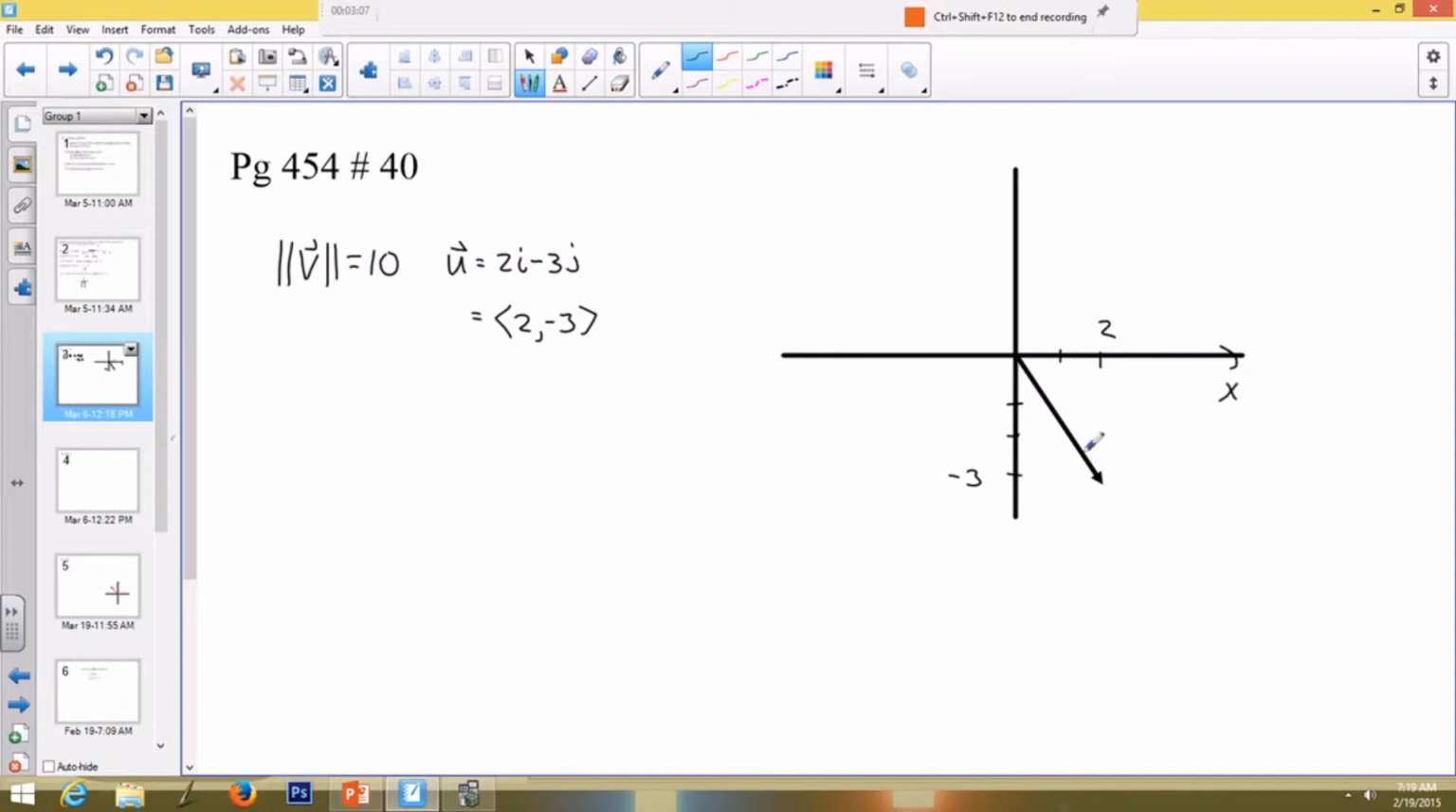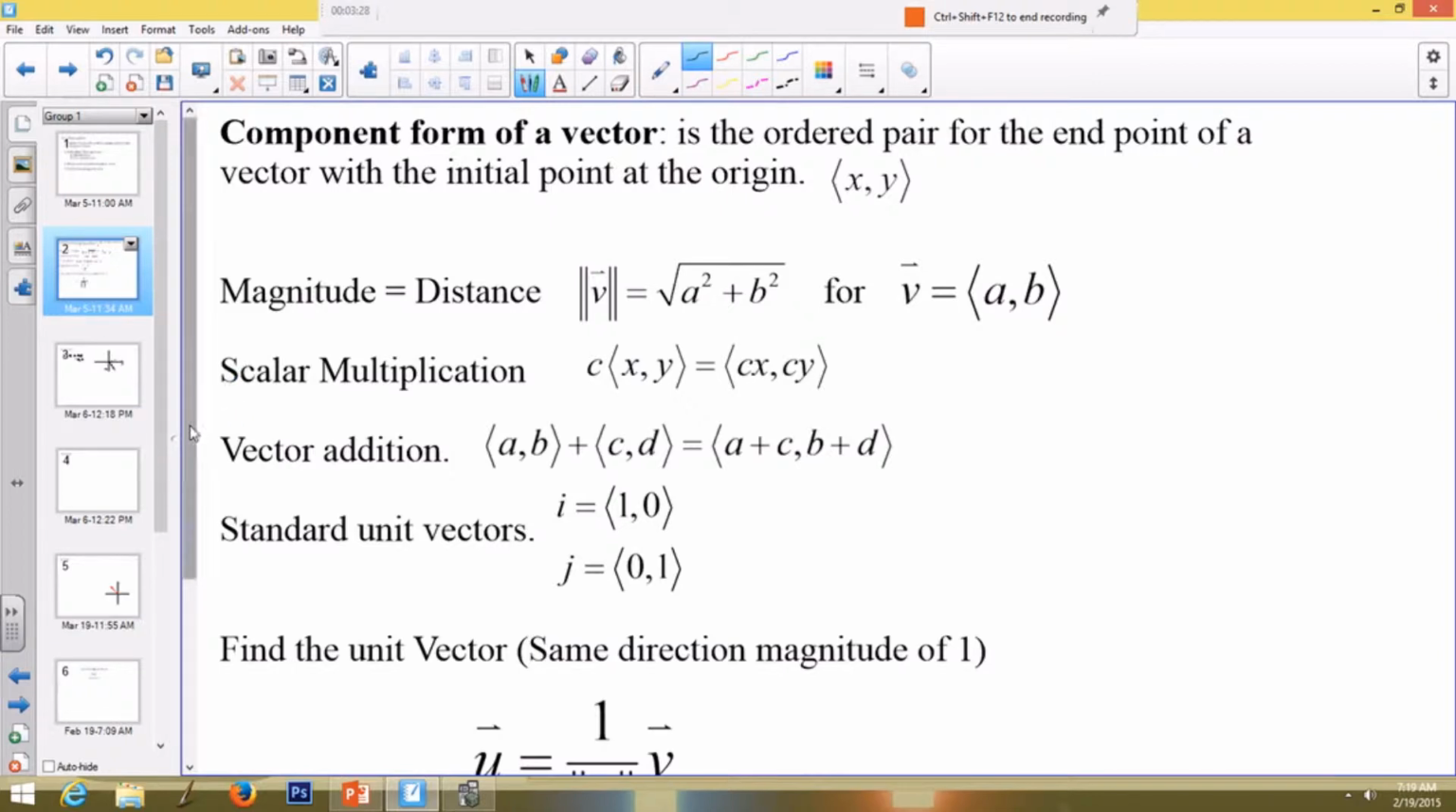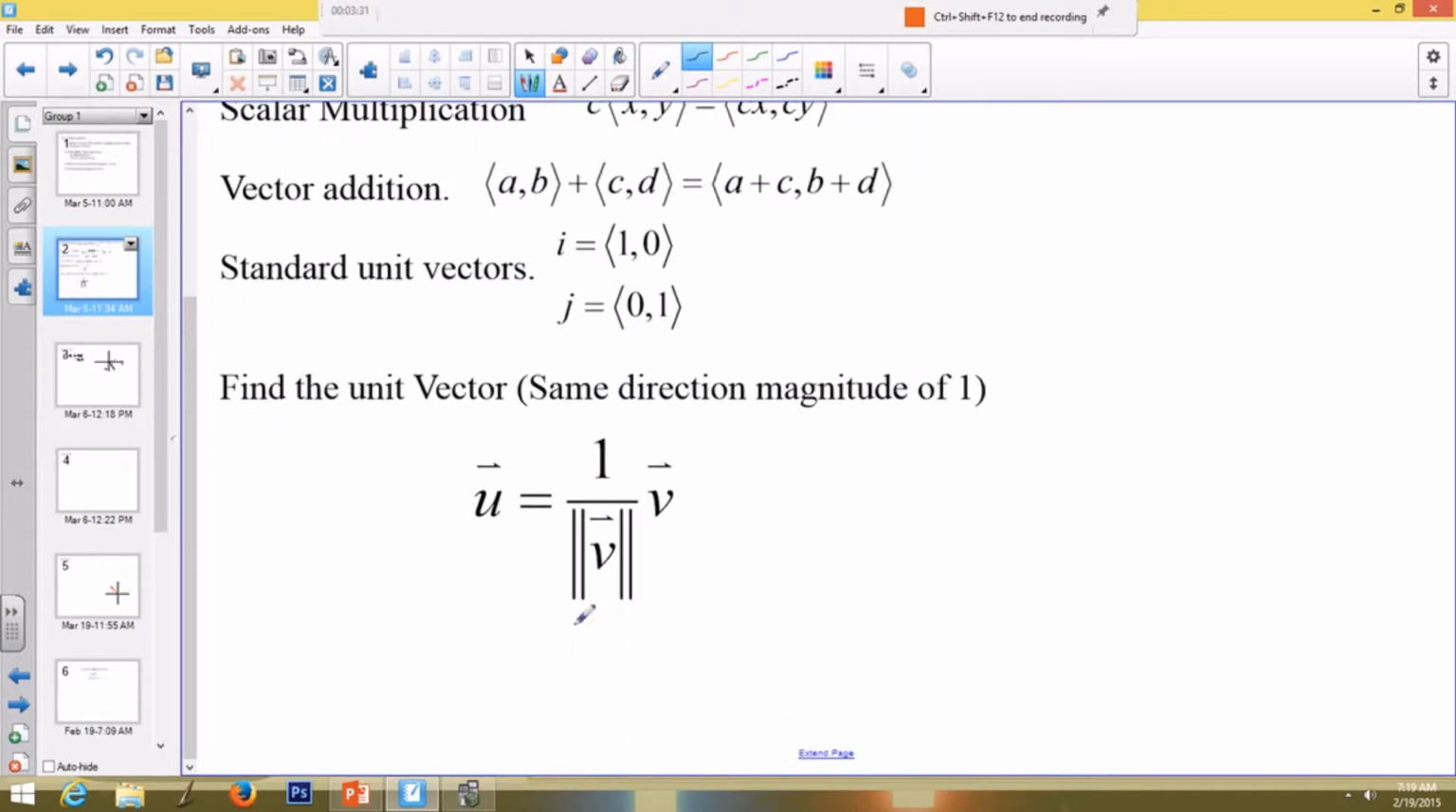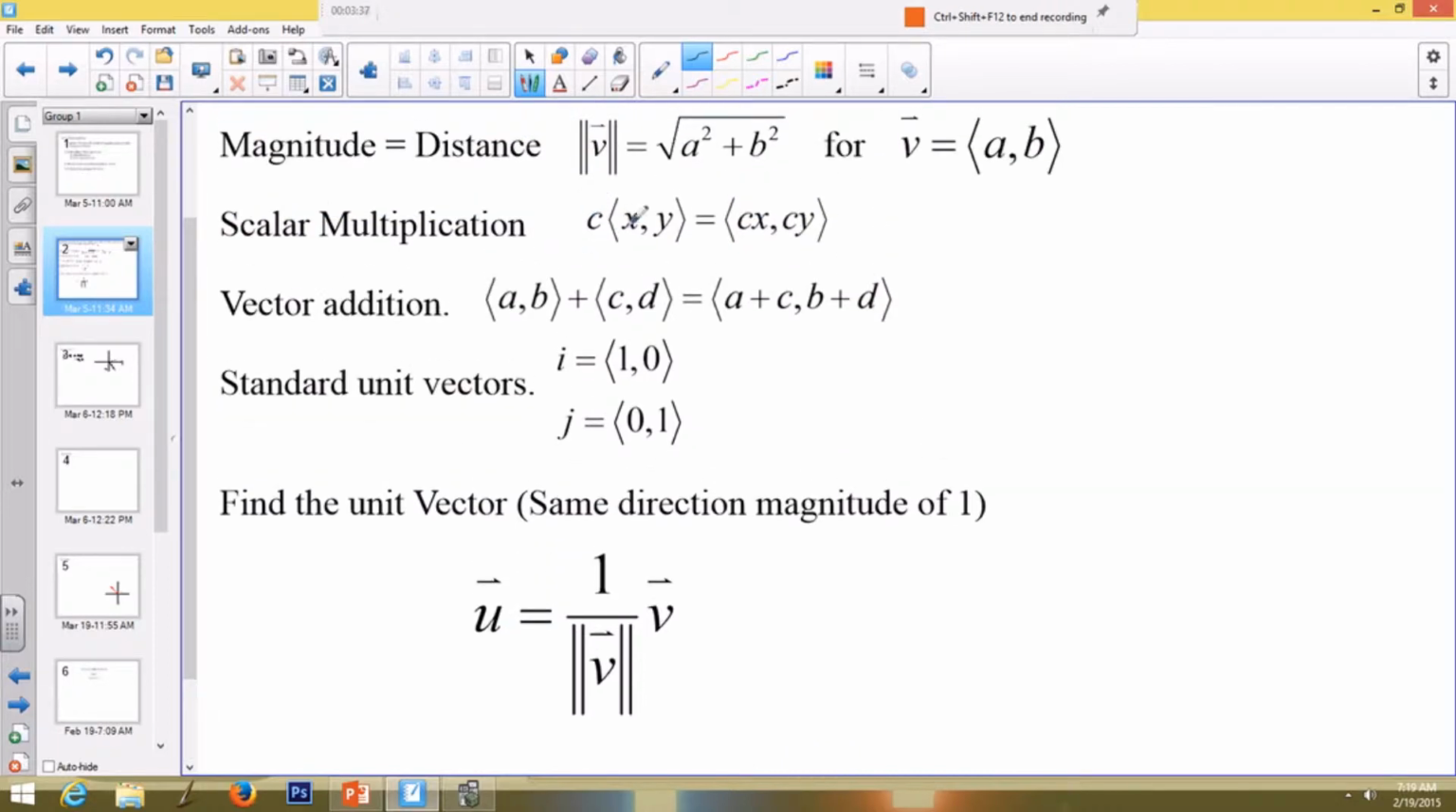Now this vector here is not 1 unit long. I don't know how long it is, and I could use the Pythagorean theorem to find it, but we want a vector in the same direction as this vector that is not whatever length this is, but 10 units long. So essentially we're going to find a unit vector that's 1 unit long, and then we're going to use scalar multiplication to make it 10 units long.